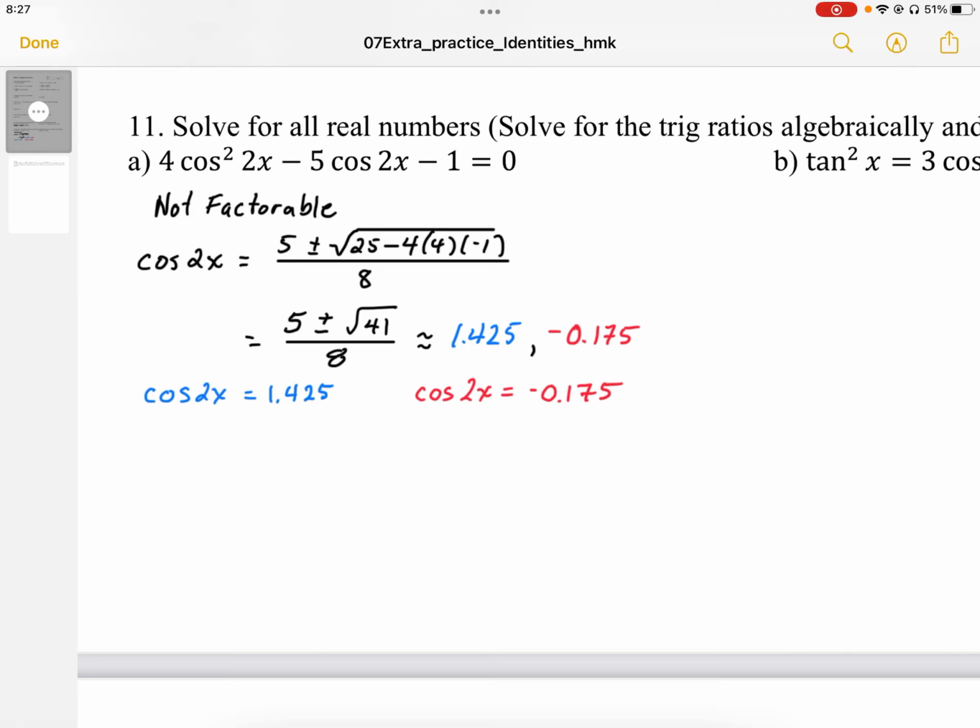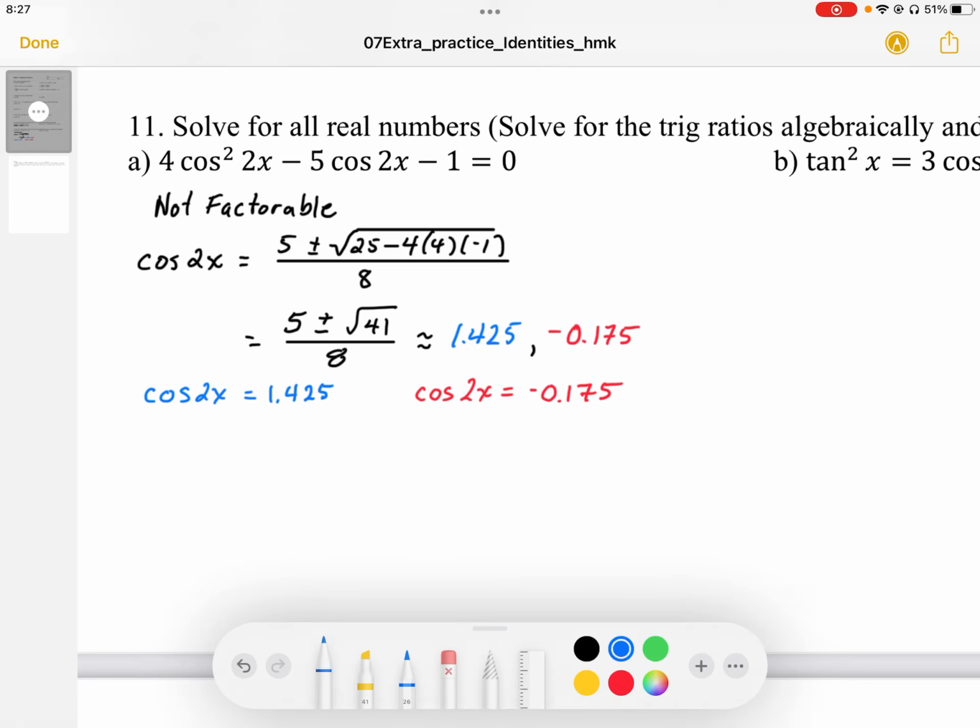So I'm going to arc cos this. I'm going to write this as the inverse cos of 1.425 is equal to 2x. I'm going to call that theta 1. So undoing this, I get inverse cos of 1.425, and I get no domain. So this is not solvable because this is outside of the domain. Cos must be between negative 1 and positive 1. So there's no solution here.